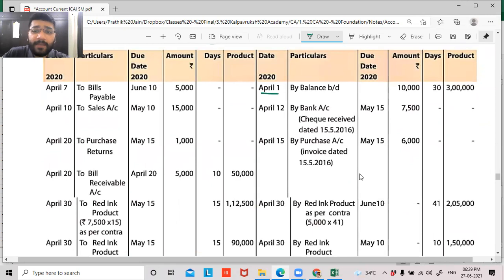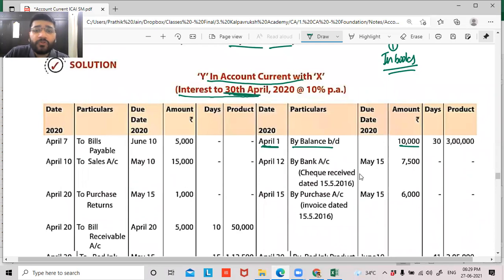1st April, guys, by balance brought down 8,000 rupees is the amount, and you have to calculate the number of days, guys. April 1, and the account statement date is ending on 30th of April. So being an opening balance, we have to include this day also. So April 1 to 30th April, can I say 30 days? Product is 3 lakh rupees. If you're okay with this, tell okay, I'll proceed forward.